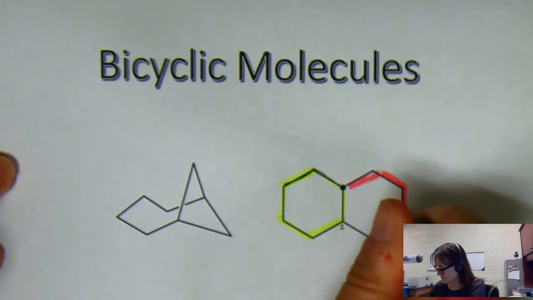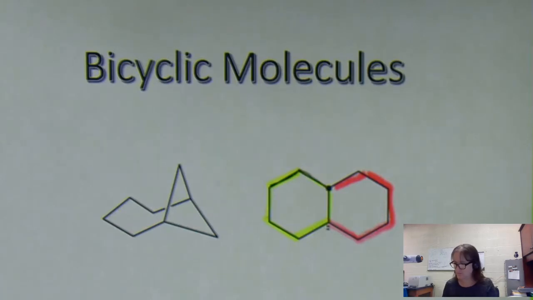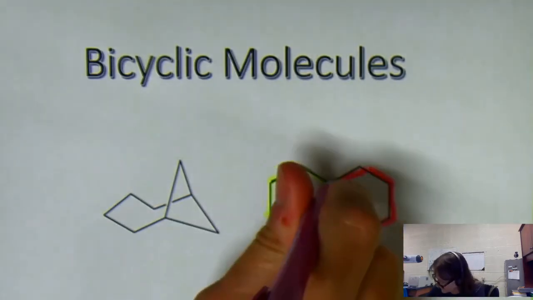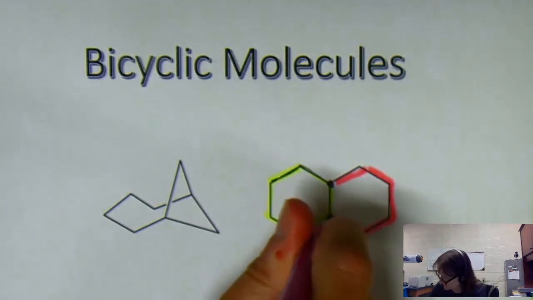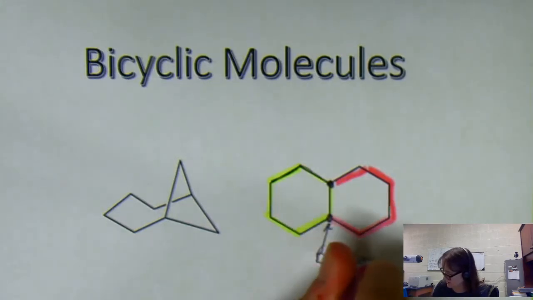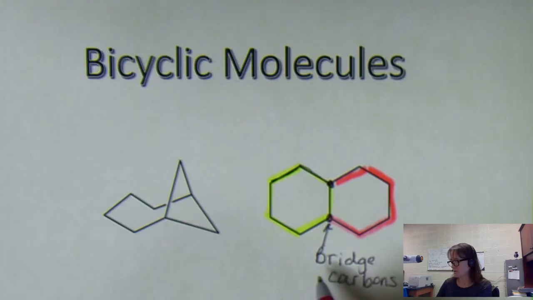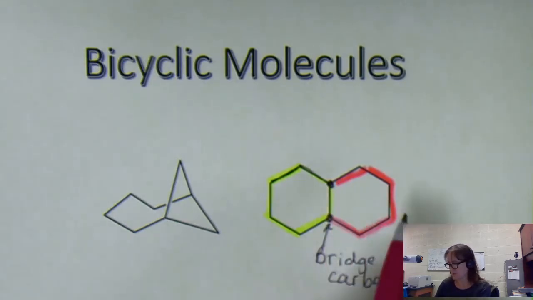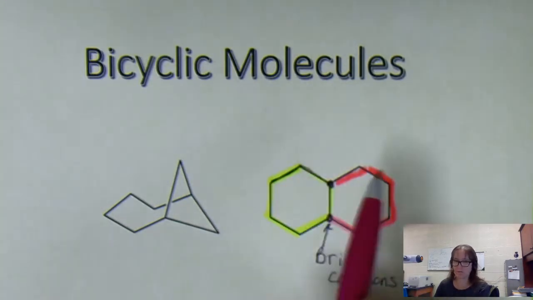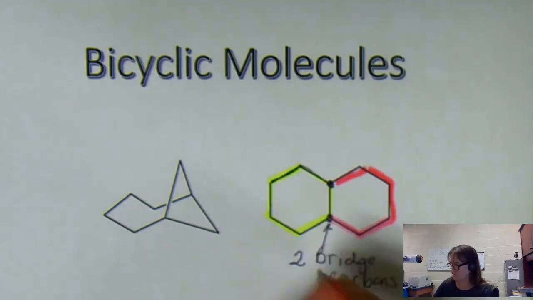continuous, that it connects back to the ring at a different carbon. These carbons where it connects a second ring, these carbons are called the bridge carbons. And so we're going to be looking at ones where there are two bridge carbons. There are other kinds of rings that would be considered structures with two rings, but this specifically what we're looking at are the ones that have two bridge carbons.